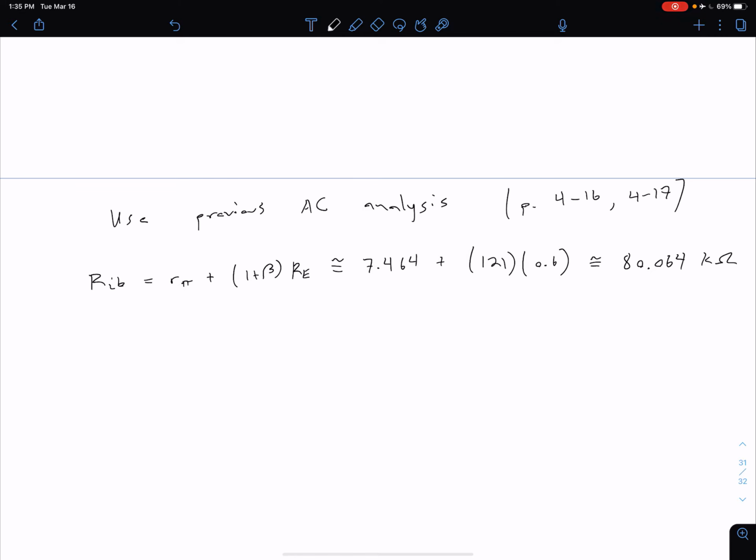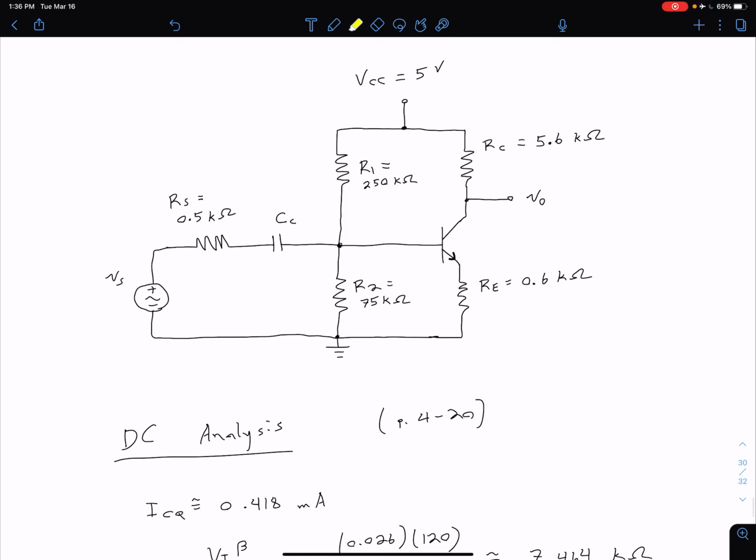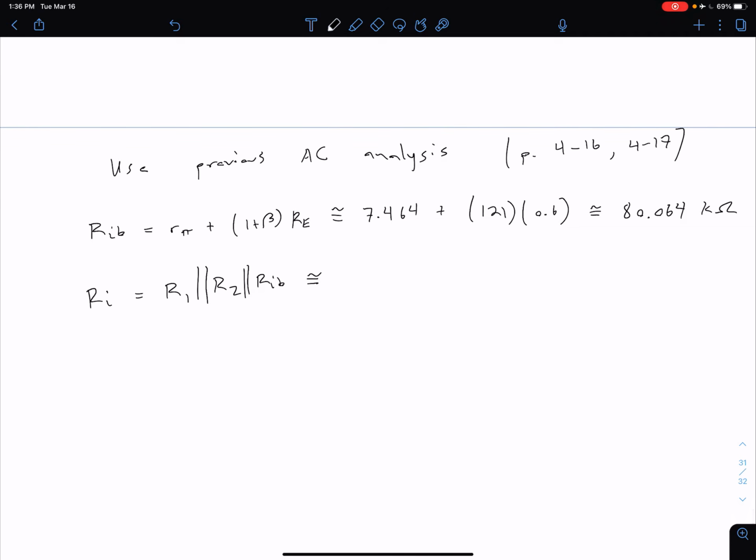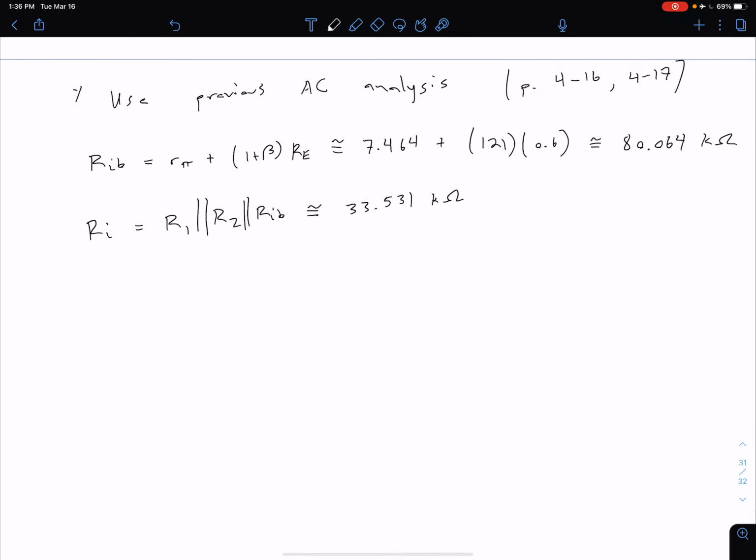All right, and then we also need to know our input resistance Ri, which remember is defined as R1 parallel R2 parallel RIB. And what we're going to see is because our RIB is larger, this Ri, our input resistance, isn't going to be as small. So again, we have our R1 of 250K, our R2 of 75K. Our RIB is now sort of on par with these two resistors. So if we calculate that parallel combination, we get that it's approximately 33.531 k ohms.